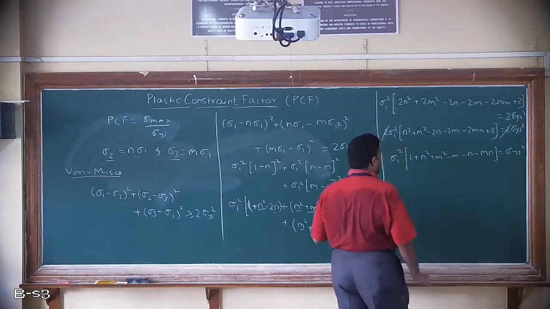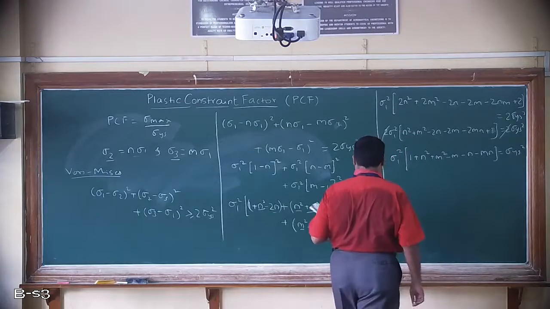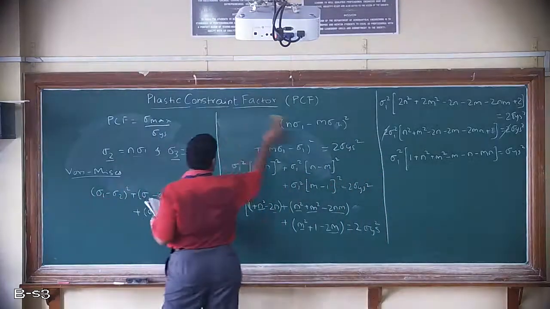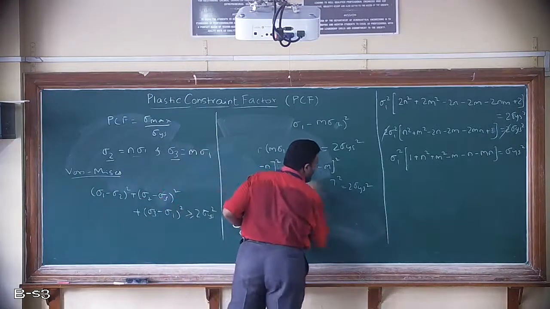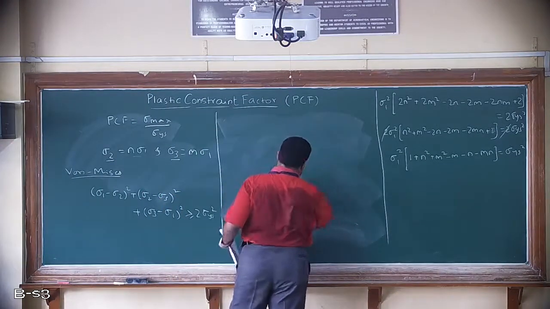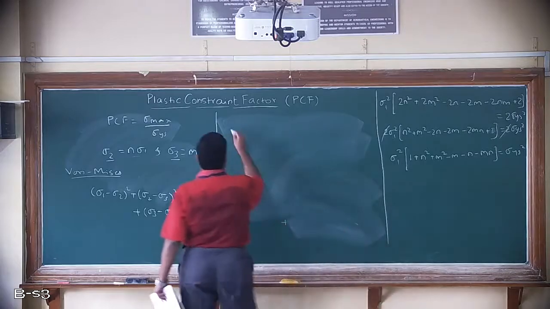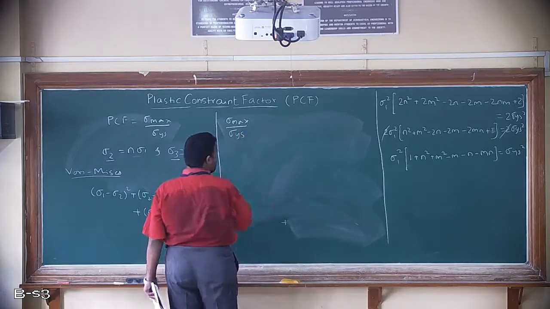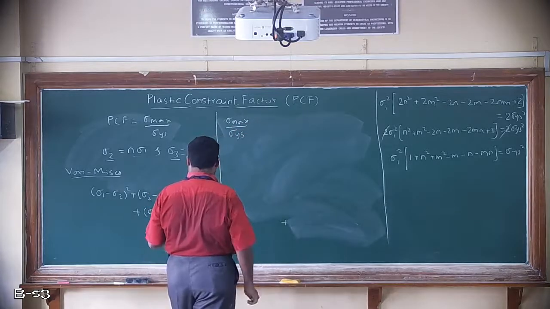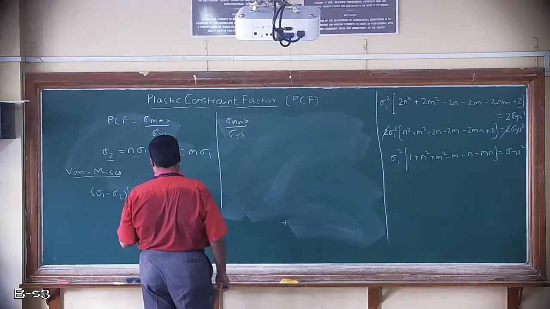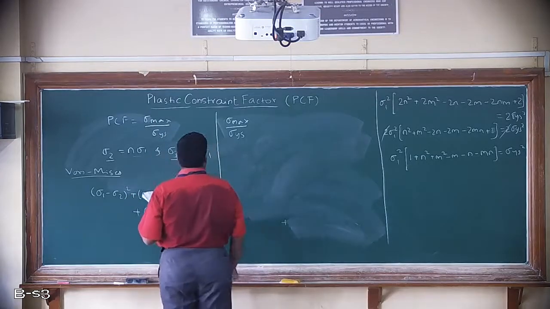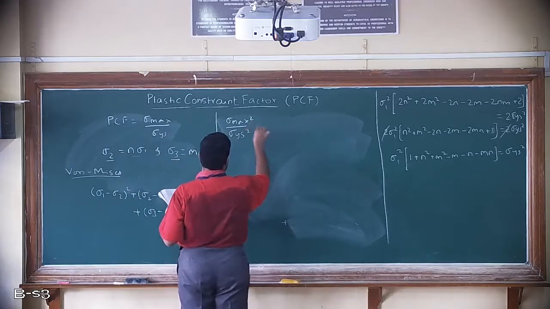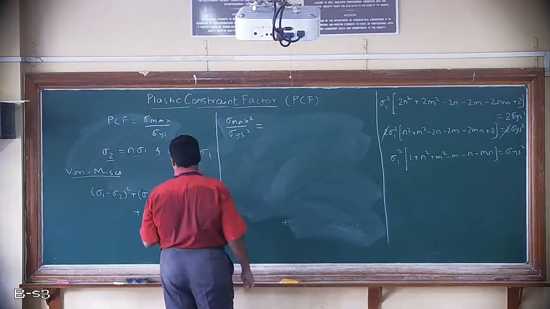Now we have the plastic constraint factor, that is sigma max upon sigma ys. We shall write the equation for that. So the plastic constraint factor is sigma max upon sigma ys, and this can be squared. So I can write this as sigma max square upon sigma ys square.